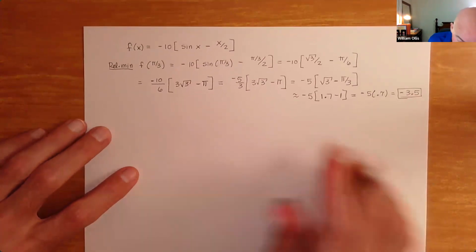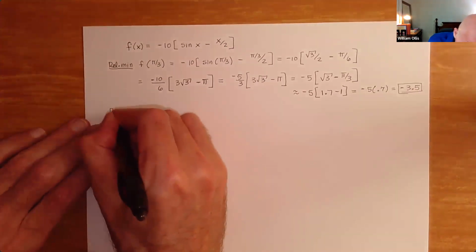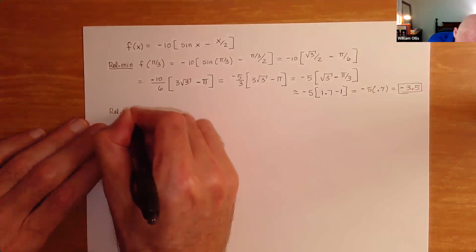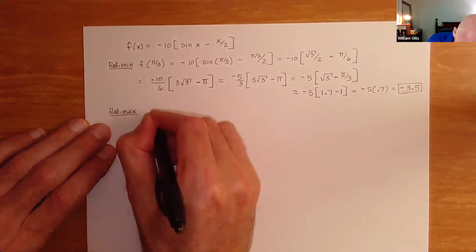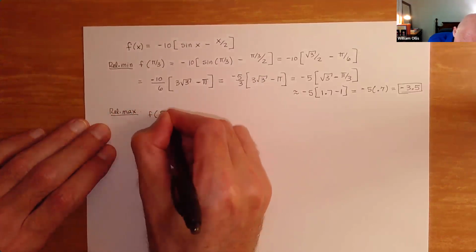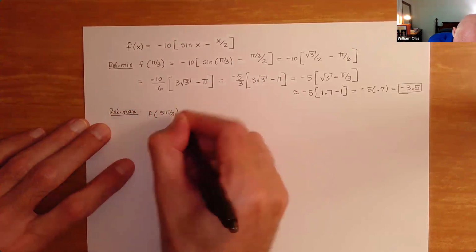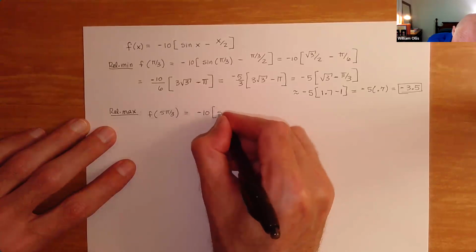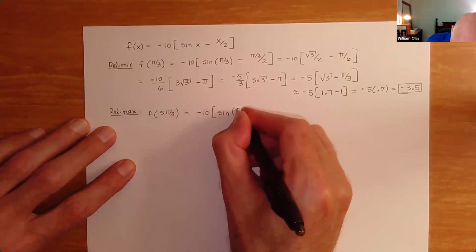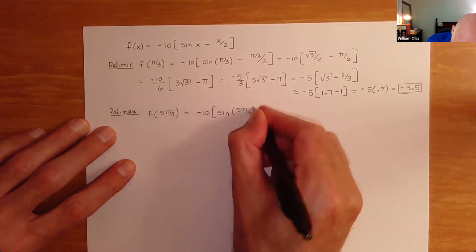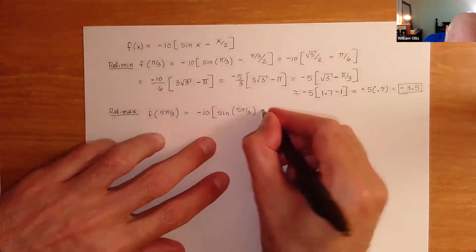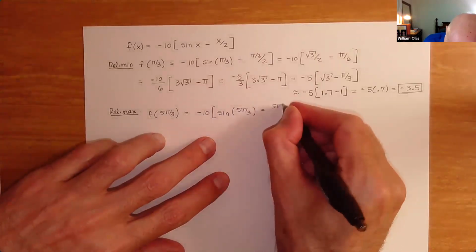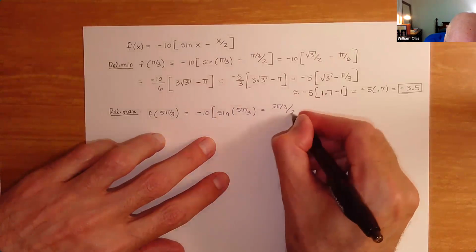Again, just a crude approximation, just to get a ballpark figure for our graph, because that's all we're doing when we sketch it. Now let's do the relative max and do the same technique. So we have f of 5 pi over 3, which will be -10. So we have sine of 5 pi over 3 minus, again, 5 pi over 3 divided by 2.